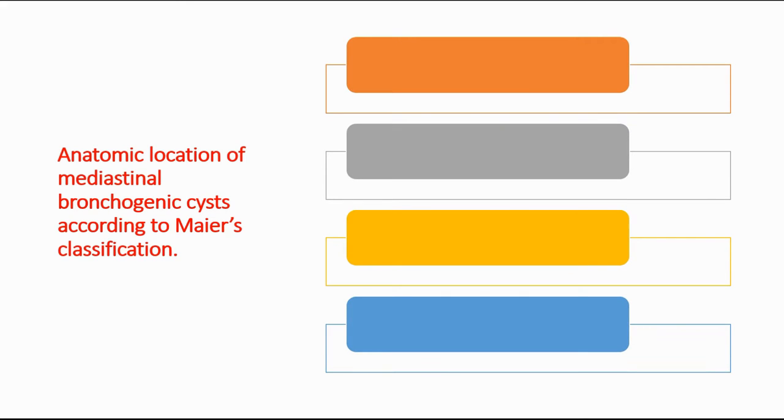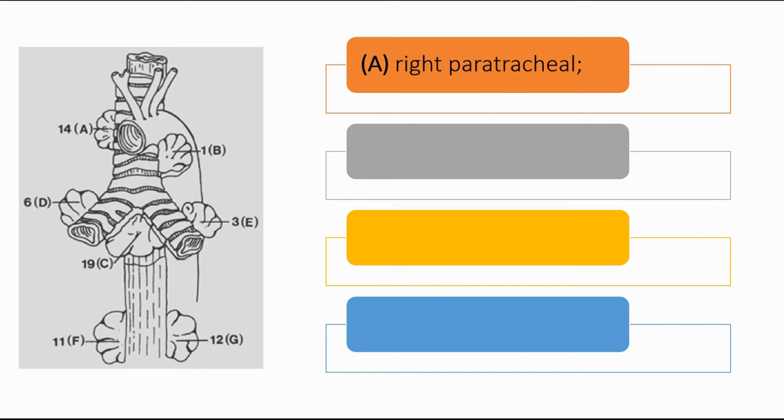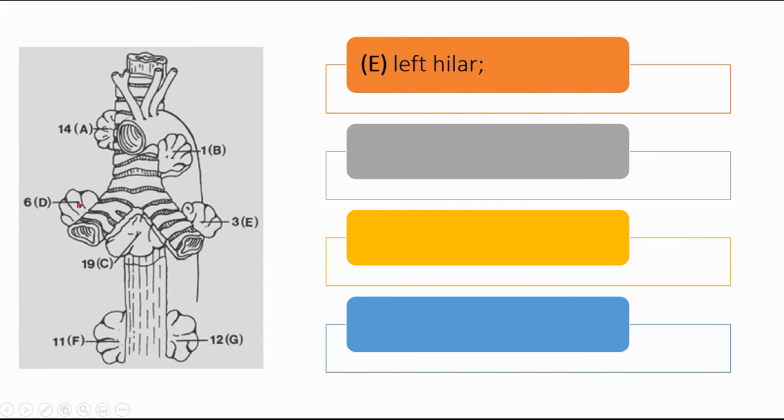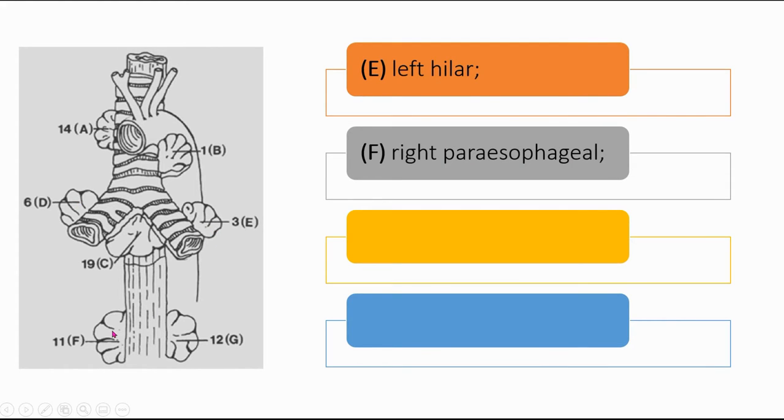We also have anatomic location of mediastinal bronchogenic cysts according to Meyer's classification. We have right paratracheal, left paratracheal. We have also subcarinal. We have right hilar. We have left hilar. And we have paraesophageal, and left paraesophageal.